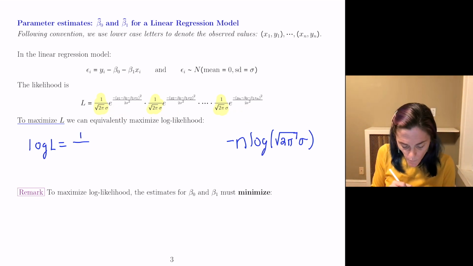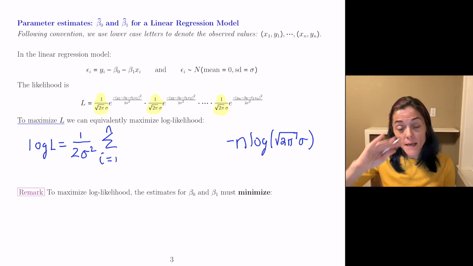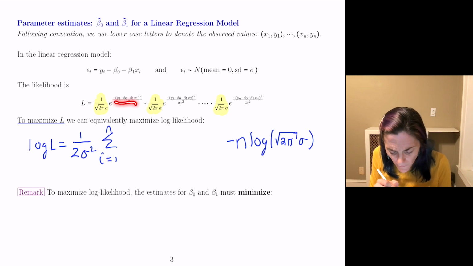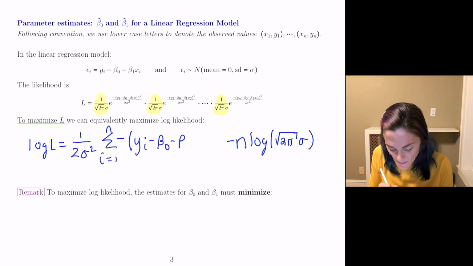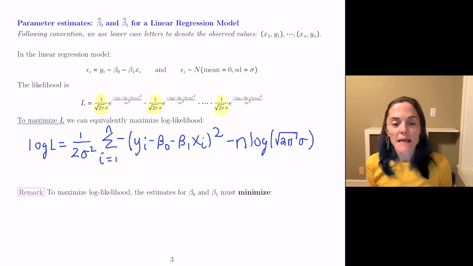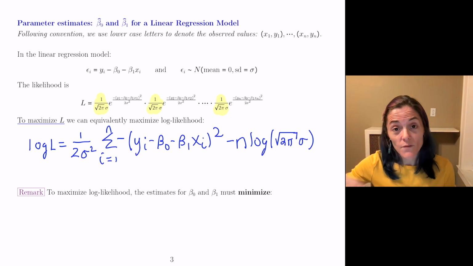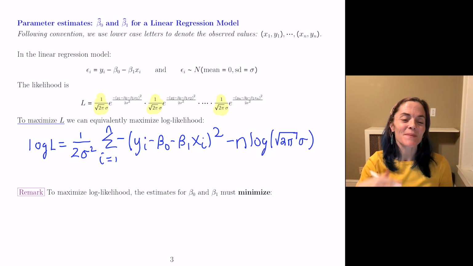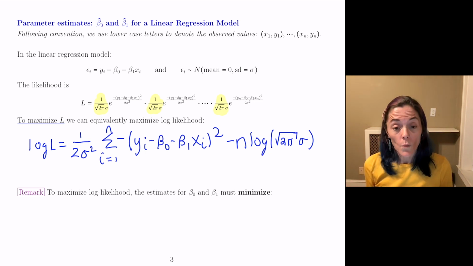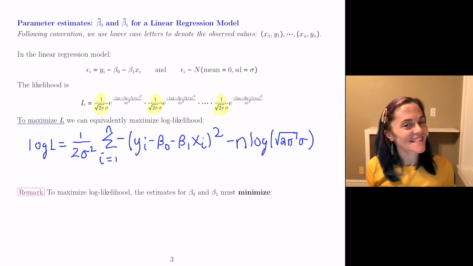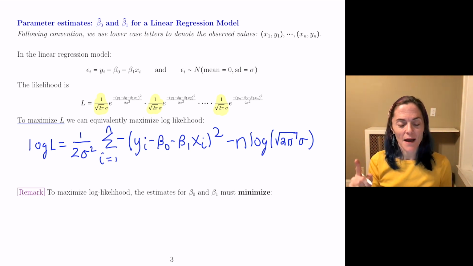We have 1 over 2 sigma squared. We have a sum, i equals 1 to n. Then the sum is what I see here, here, here. There's a negative. We have yi minus beta 0 minus beta 1 xi squared. Okay, here's the log of L. Now, I didn't write out the steps of all the log properties. I kind of talked about them and was able to realize what we get here, but you could work out the details if you're interested in writing them out.